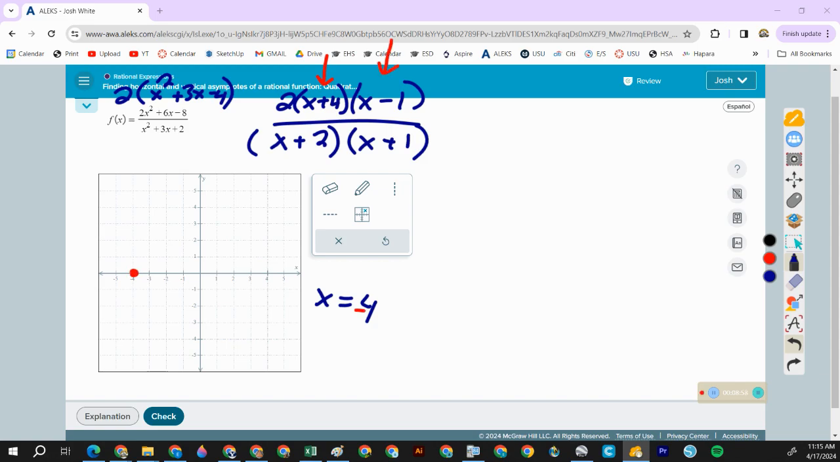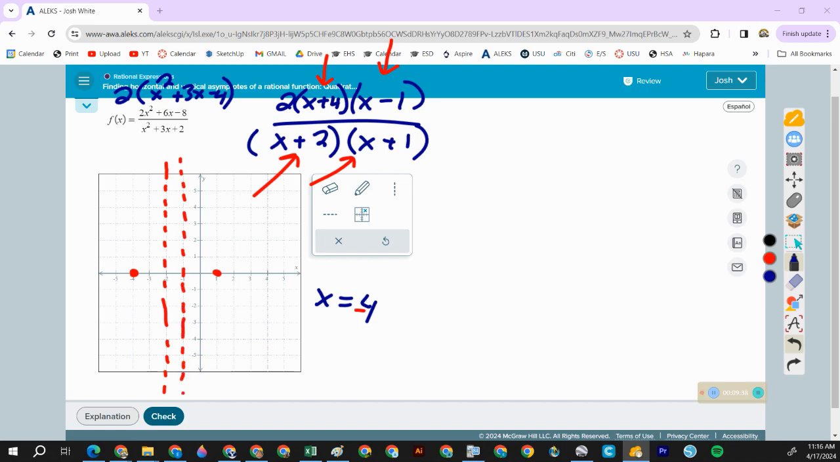What does this do? It's a root at 1. It doesn't cancel. So there is a root at 1. Okay. What is this? A hole would cancel. So if it doesn't cancel, it's a VA. So negative 2 is a VA. Okay. What about this one? That's another VA at negative 1.